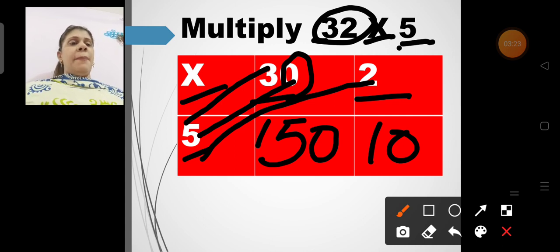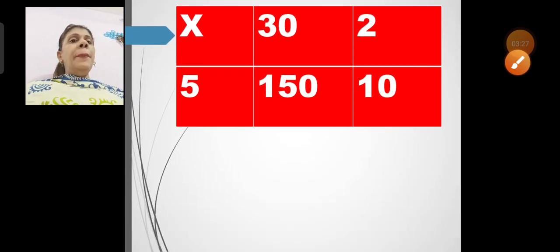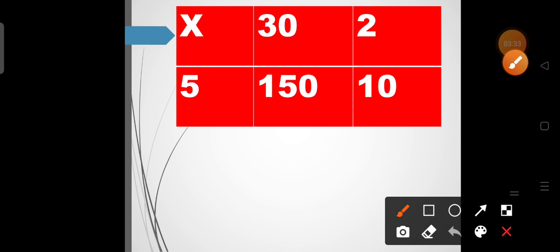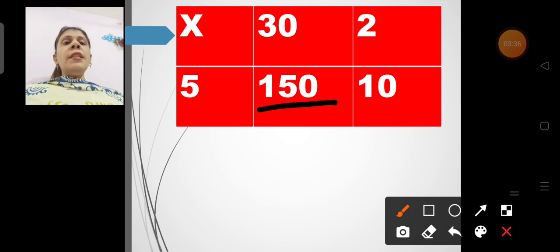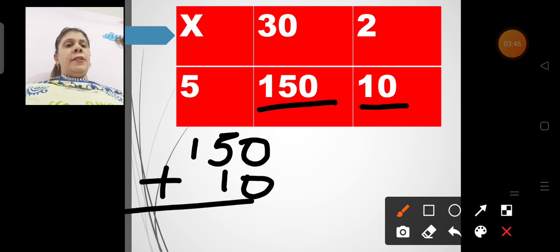Now the next step, after multiplying, I will show you. See, this is the answer. Your rows and columns are full. That is 150 and 10. Now this 150 you will write here, below this column, and then this 10 you will write here, and you are going to add this. That is 150 plus 10.